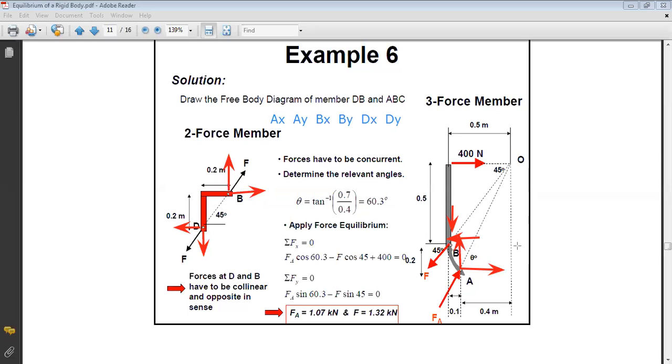So you can see here, by paying attention to the two-force member and the three-force member, I can save a lot of time in the solution. And sometimes it's impossible to solve without the concept of two-force and three-force members. It will help me a lot to reduce my unknowns.